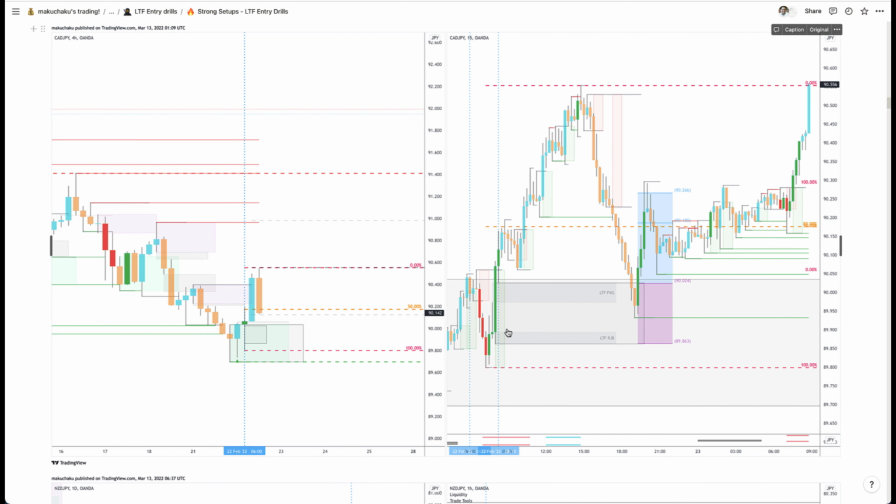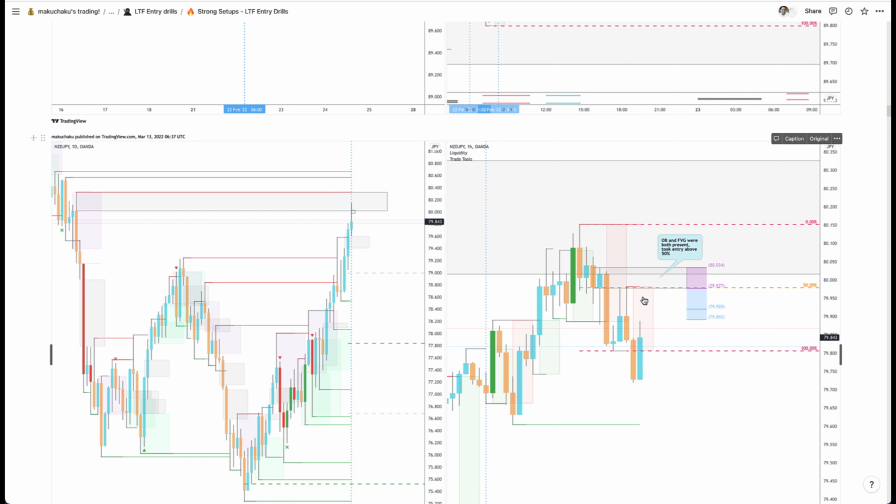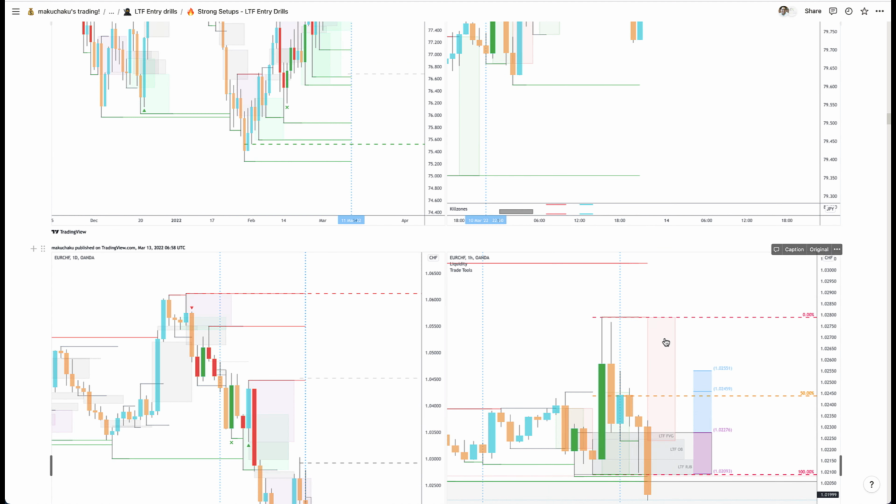Same thing here. Big energetic candles to break the structure, fair value gap and a rejection block. That was a 1.5 hour win. Same thing, big energetic candle, fair value gap included, and a rejection block, setup reduced to 50%, and 1.5 hour win.